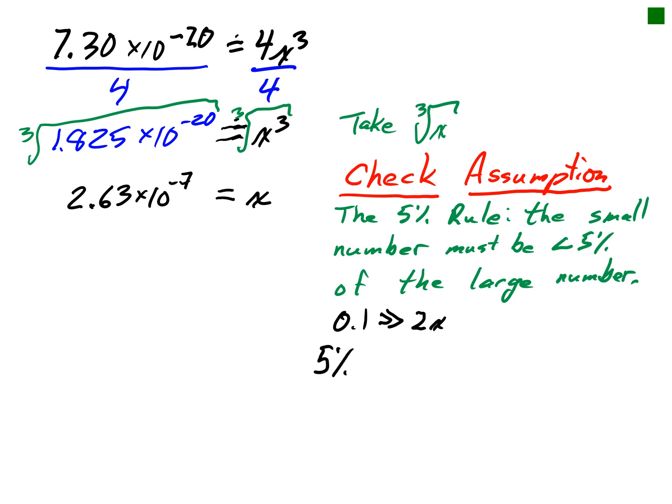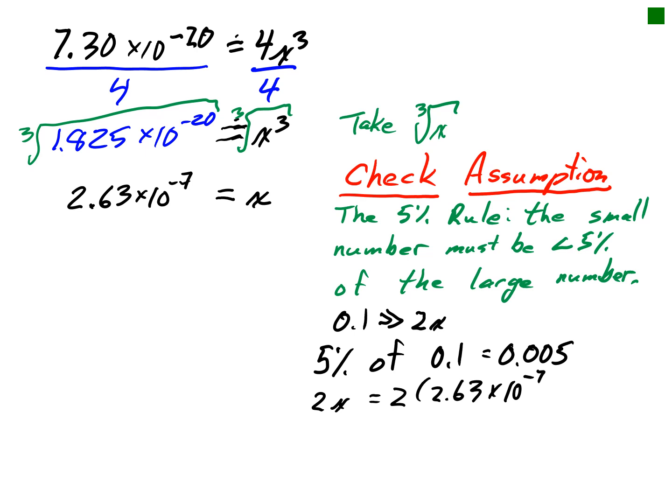5% of 0.1 equals 0.005. Now, 2x equals 2 times 2.63 times 10 to the negative 7, which is 5.26 times 10 to the negative 7. 0.005 is in fact bigger than 5.26 times 10 to the negative 7.